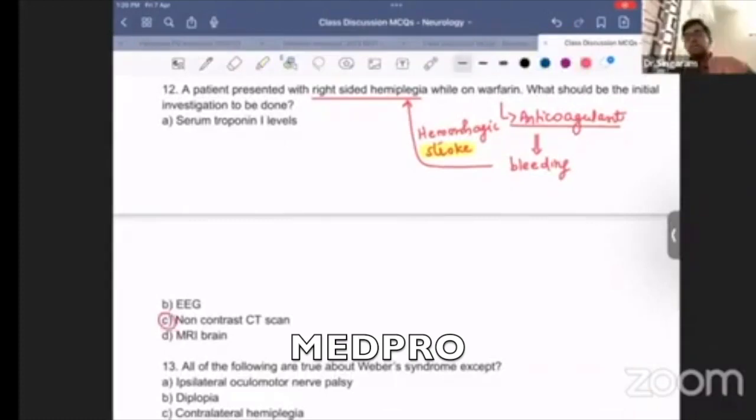Non-contrast CT. And I told you the role of non-contrast CT in the case of stroke is to exclude hemorrhage as a possibility. If there is no hemorrhage on the non-contrast CT, then it is an ischemic stroke. That is what I want you to remember. Correct?